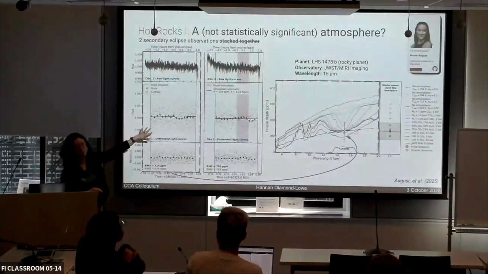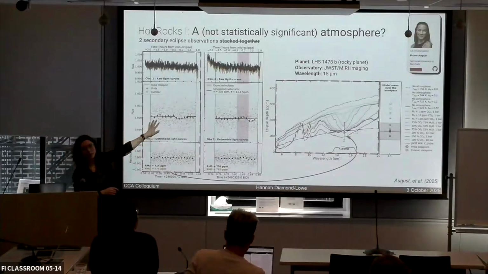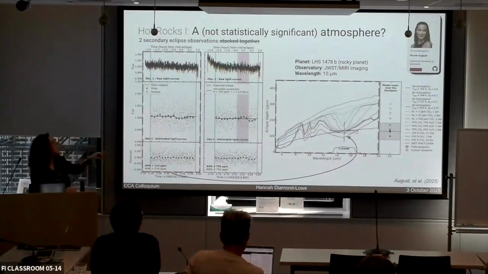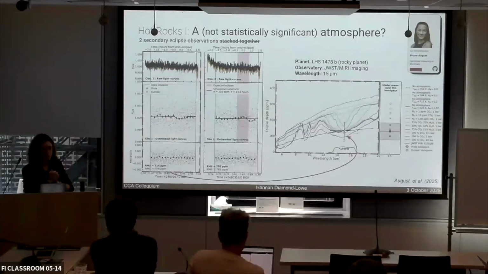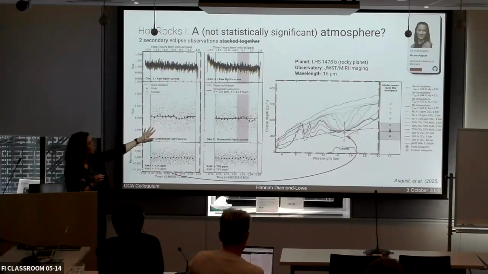Yeah, this is maybe easier to see because it actually has the binning. So this is actually that first data set, the Rolling Stones one. This was a strange data set for 2 reasons. One is that the idea was to take 2 observations of this planet and stack them together. This was the first observation.